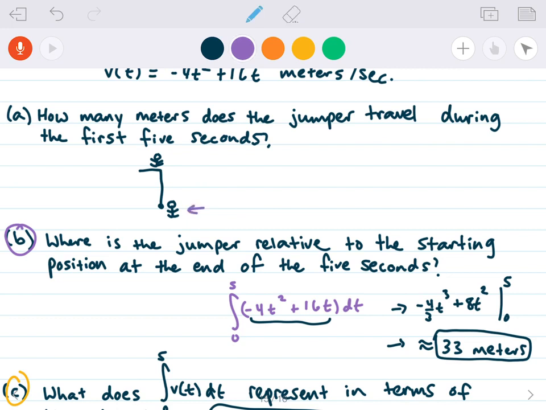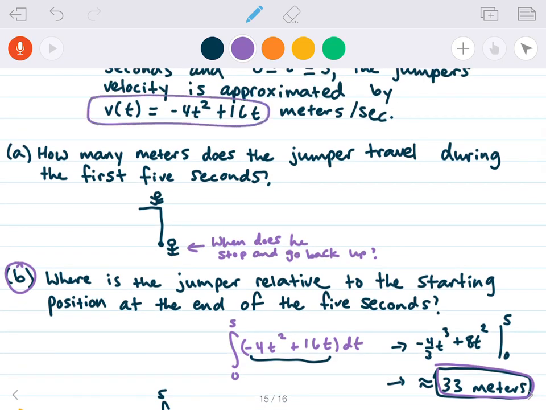So the question is, when does he stop and go back up? Because we're changing directions, that's going to mess with our signs. Actually, maybe we shouldn't assume that, but the point that I'm trying to make here is that when he's down at the bottom of that cord, his velocity is 0, right? Because he has to stop before going back up. He can't be completely in motion, right? So that's what we need to figure out, when velocity is equal to 0. So let's go ahead and do that.